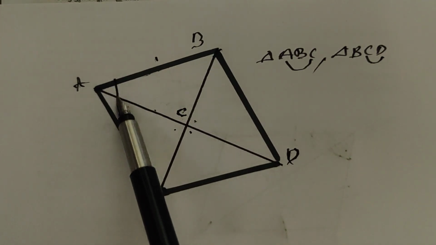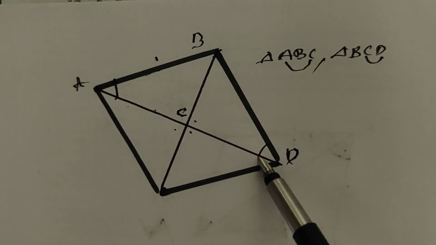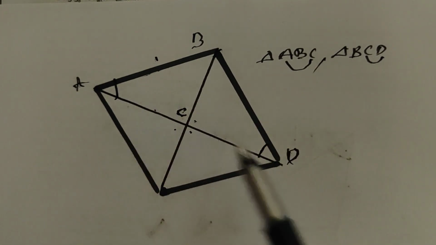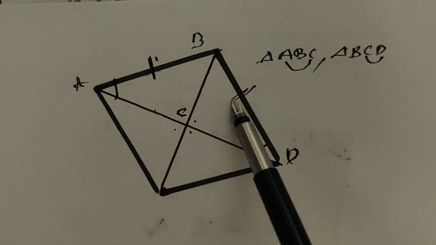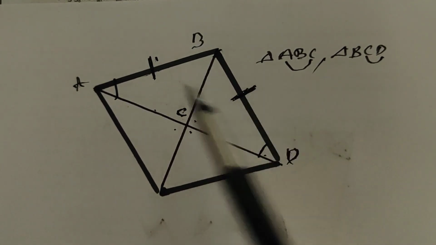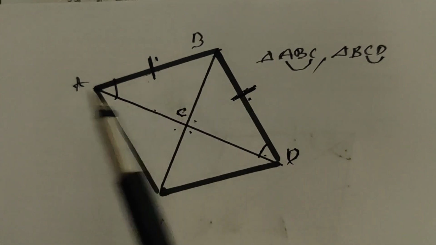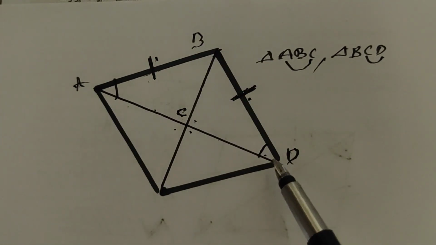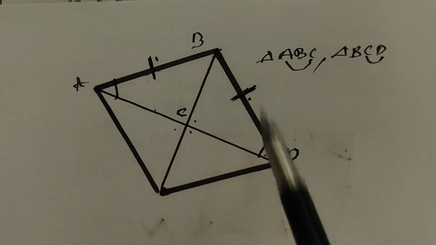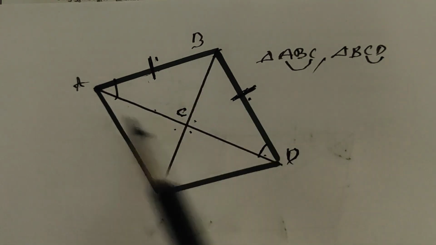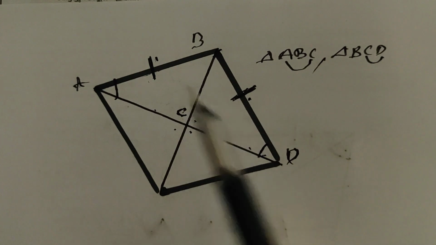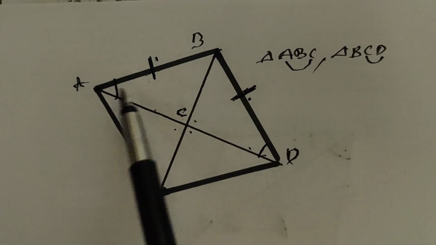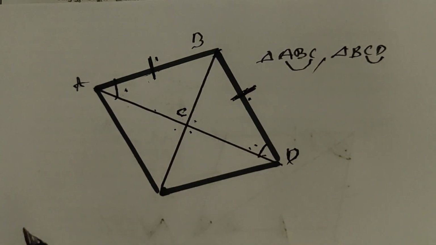This angle is equal to this angle. What is the reason? These two sides are equal. Therefore, this big triangle is an isosceles triangle. Therefore, base angles are equal. Therefore, consider these two triangles. We can see the base angles are equal, and these two sides are also equal.